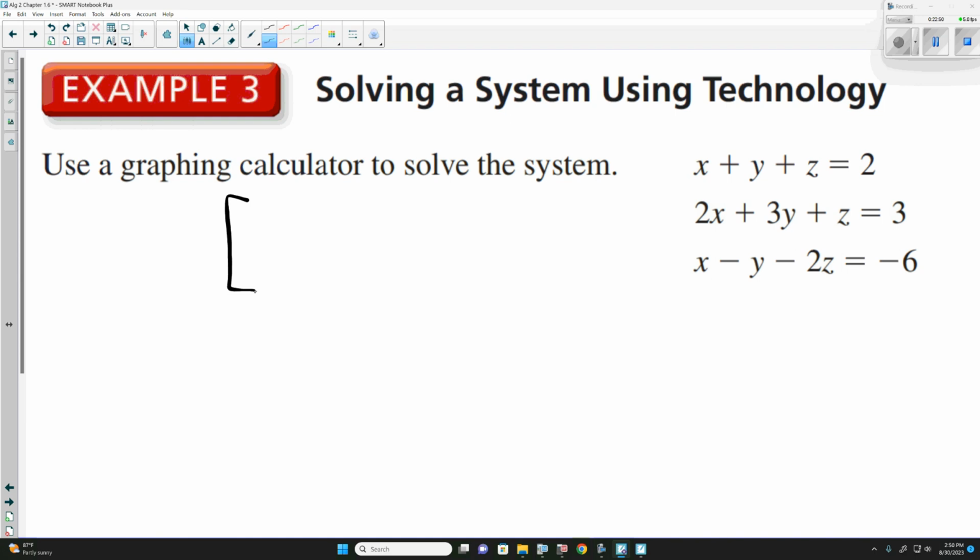Now, we want to write this as an augmented matrix. So going across the top, our numbers would be 1, 1, 1, 2. And this matrix is a 3 by 4.